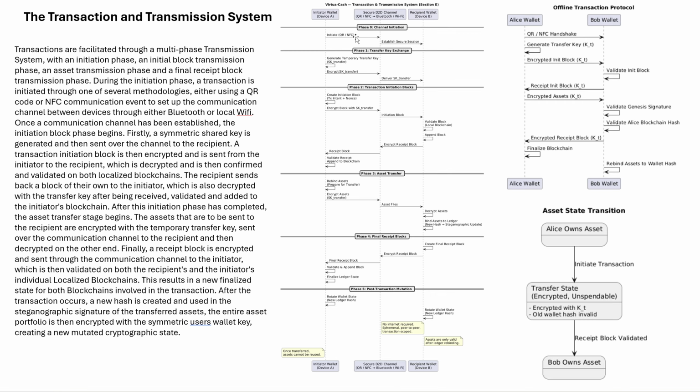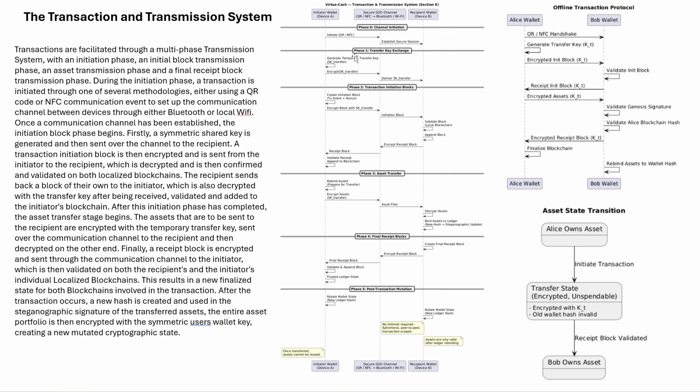The first thing is either you scan somebody's QR code off their phone to initiate the channel, or you use NFC, so I tap my phone to the other person's phone, and either one of those two methodologies sends a signal, and that signal is recognized by the app and says, hey, it's time to initiate a transaction between two devices.